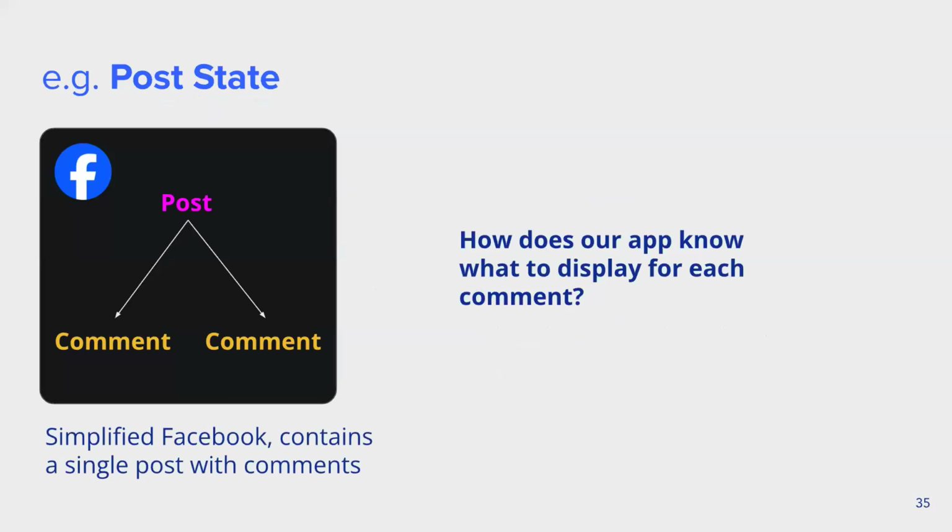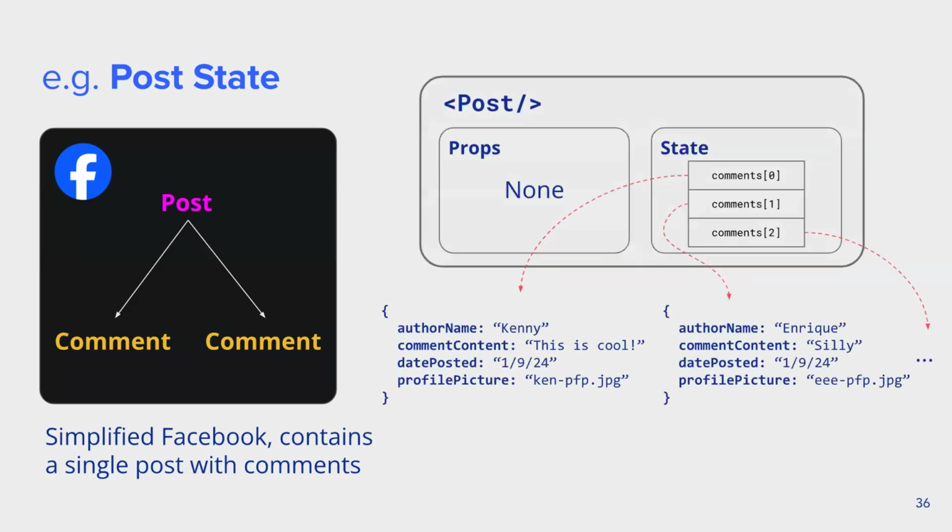Let's take a look at the post component, the post representing one of our Facebook posts. We're back in this Facebook example. Each post, if we look at the simplified diagram here, has a variety of comments, a list of comments as child components. So how would our app know what to display for each comment? The way we can represent that is in this little diagram, where we're representing the post component. We have the props, which for simplicity we'll say the post has none.